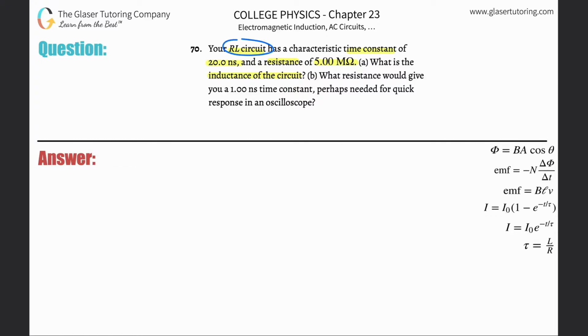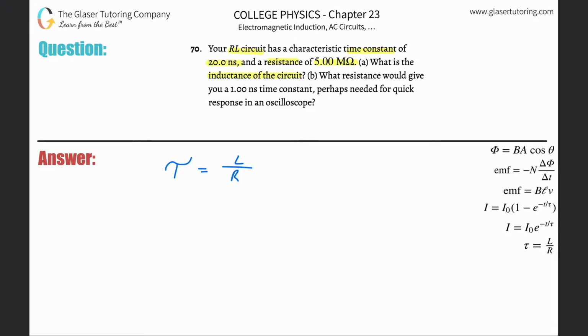So anytime you're dealing with an RL circuit, you have a resistor and an inductor in the same circuit, all right? So there's certain formulas that apply to these types of circuits, and one of them is known as the Tau formula, or the time constant will be equal to the inductance divided by the resistance. So if they're asking us to find the inductance, I've got to solve this for L.